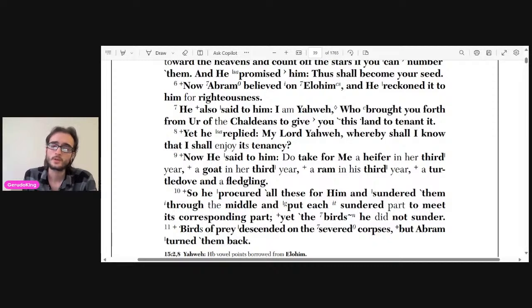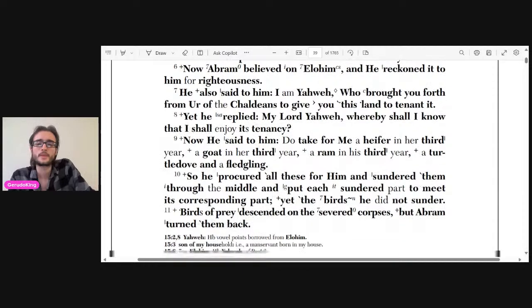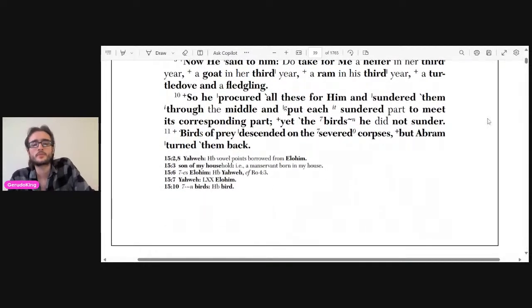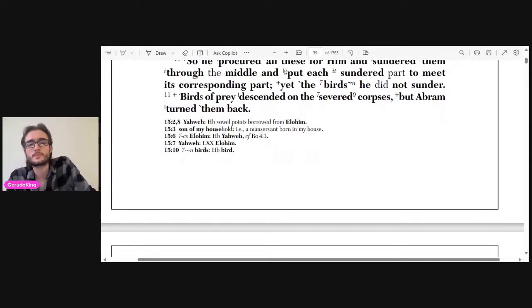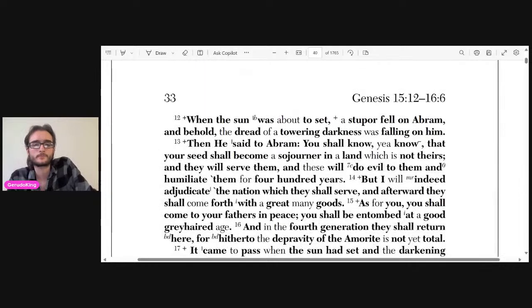Now he said to him, "Do take for me a heifer in her third year, a goat in her third year, a ram in his third year, a turtle dove, and a fledgling." So he procured all these for him and sundered them through the middle and put each sundered part to meet its corresponding part. Yet the birds he did not sunder. Birds of prey descended on the severed corpses, but Abram turned them back.